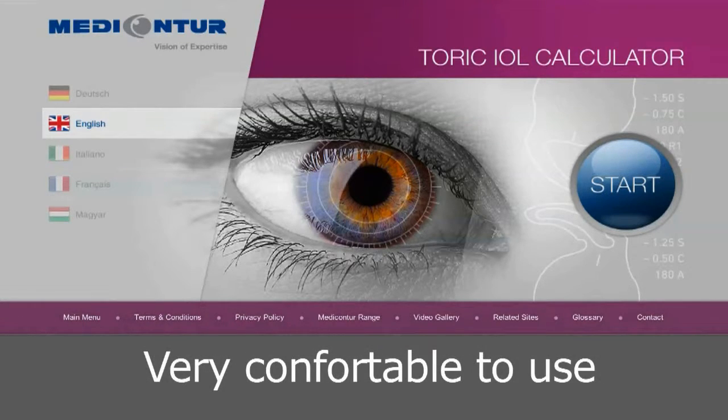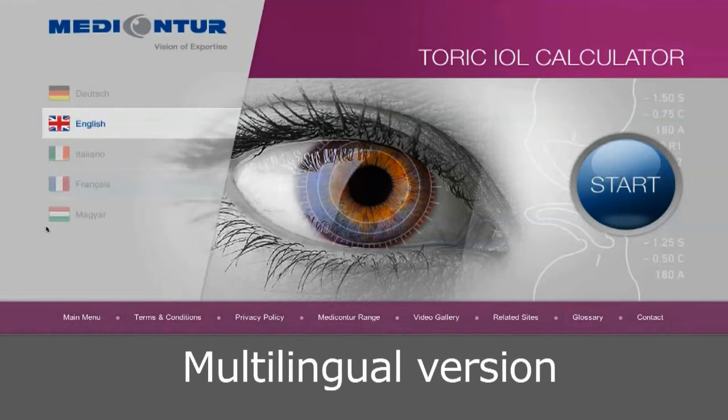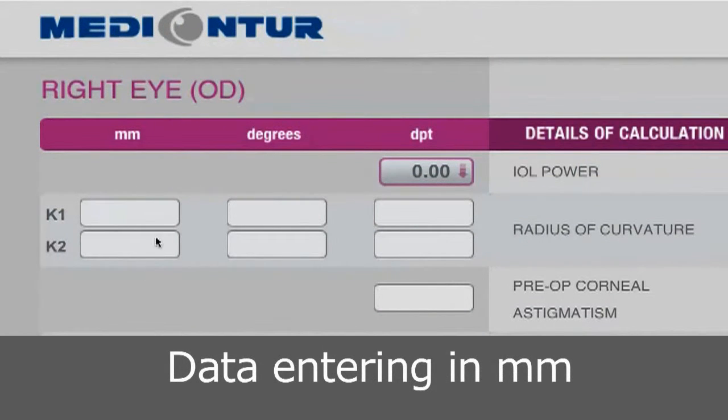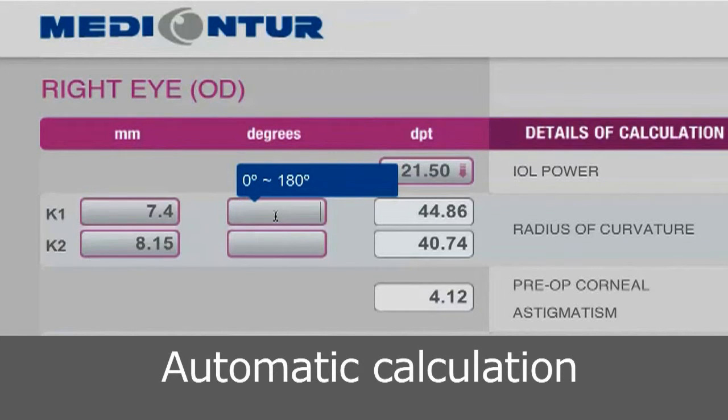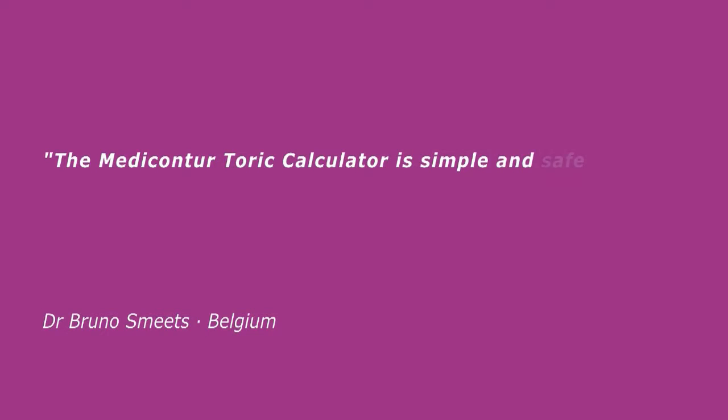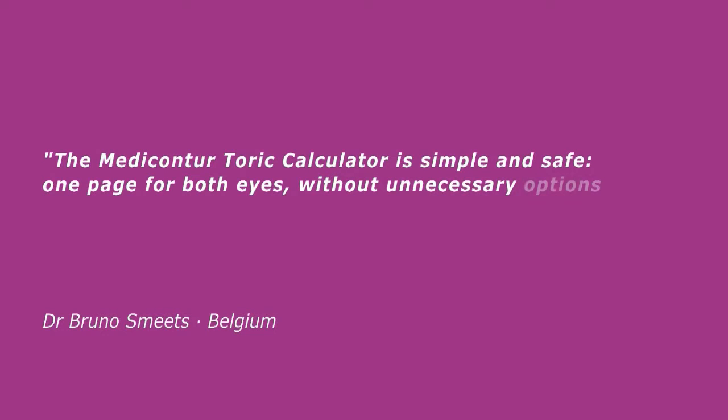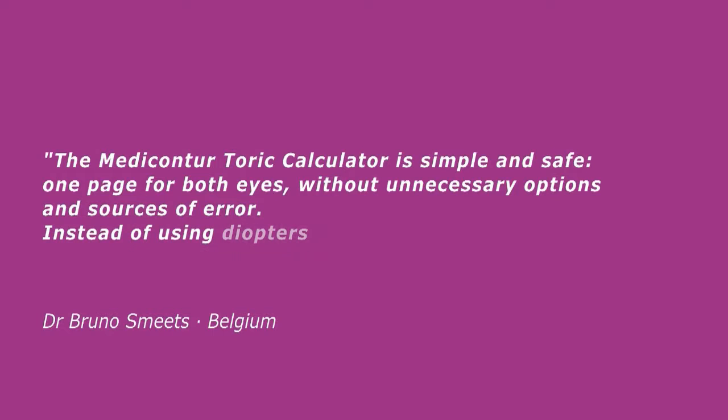The MetaContour calculator is also very comfortable to use with its multilingual version, the data entering in millimeters, and the automatically calculated degrees and spherical equivalents. I really appreciate the MetaContour toric calculator. It's simple and safe, one page for both eyes without unnecessary options and sources of error. No need to care about Java or other indices. Instead of using diopters, you just stay in millimeters.